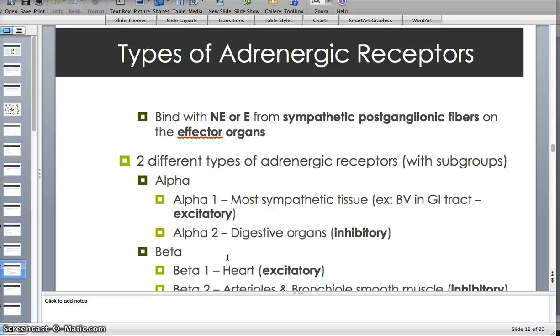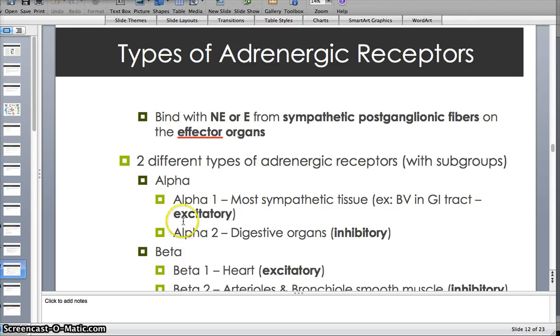So, for instance, our alpha-1 receptors are going to cause an excitatory response on our blood vessels. So it's going to cause vasoconstriction on our blood vessels. And the reason this is important, this is what's happening in an emergency situation, is that we're going to have vasoconstriction in areas like our digestive tract so that we can shunt that blood off to our skeletal muscles, or areas that are going to be really active in an emergency situation. So we have basically a local movement of blood to that most active tissue.